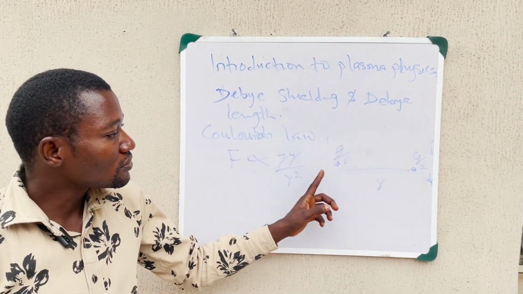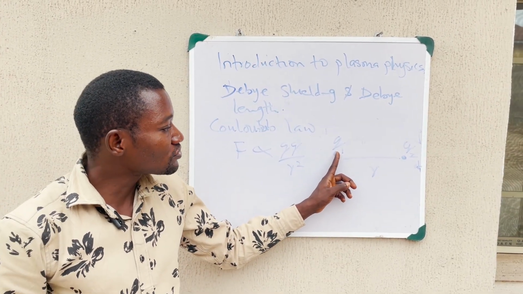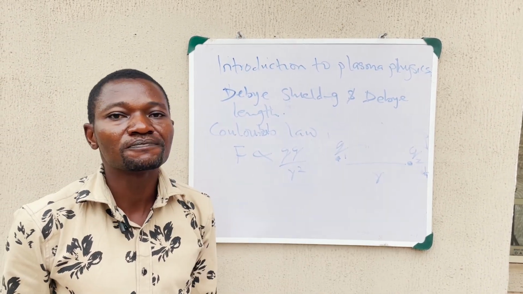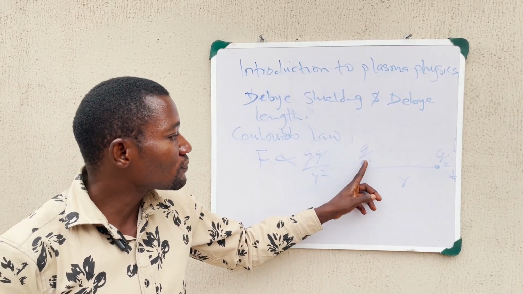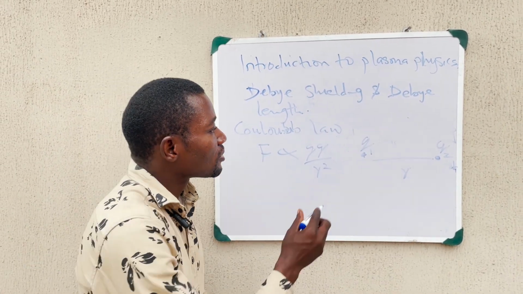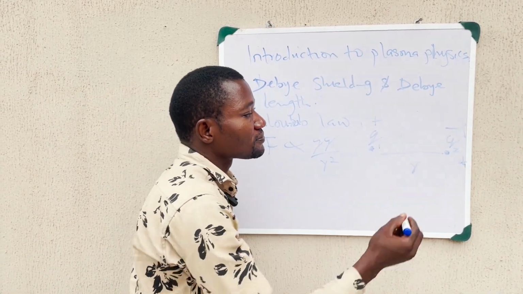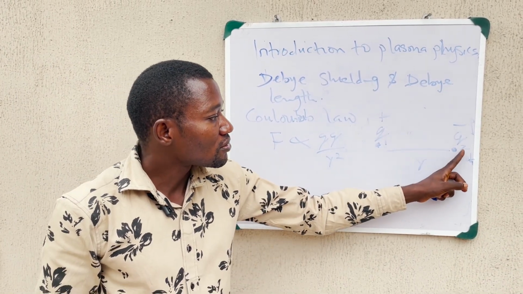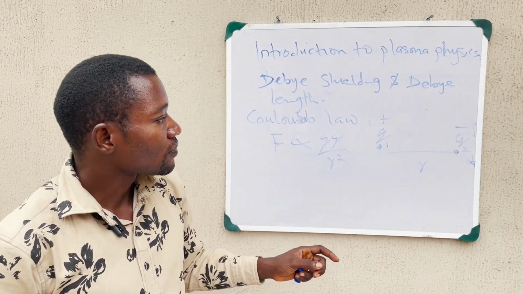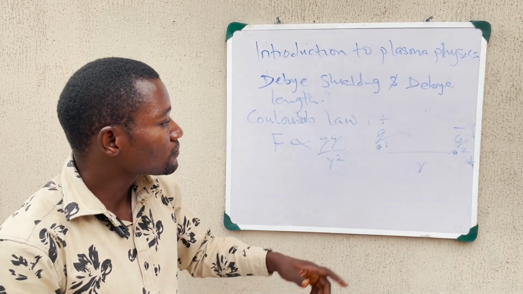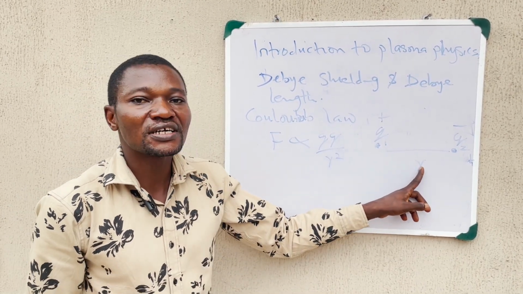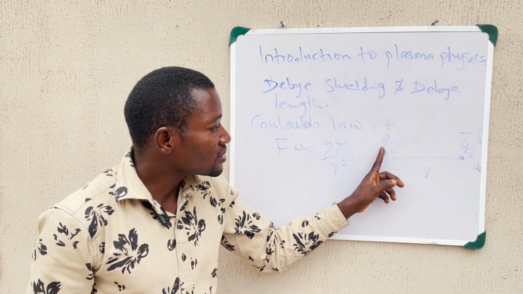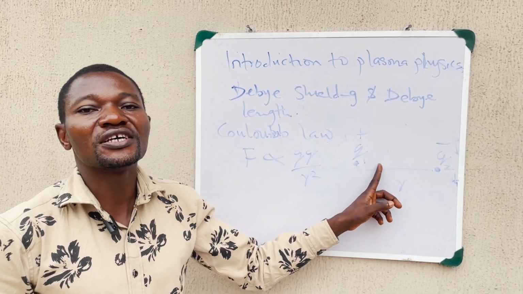according to Coulomb's law, there is a force of attraction between Q1 and Q2 if they are of opposite charge, like positive and negative, or repulsion if they are like charges. So according to Coulomb's law, irrespective of the distance, the force of attraction can be experienced.